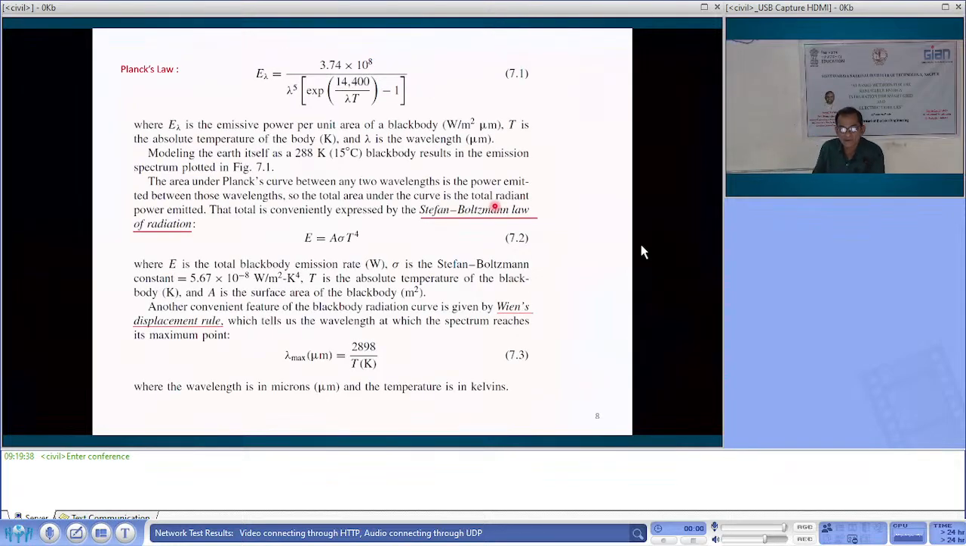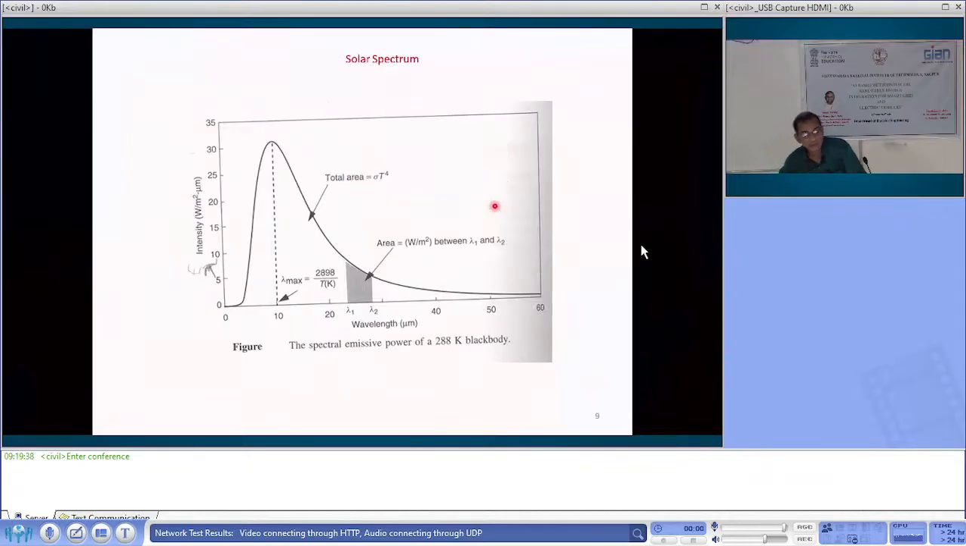These are the three important laws. Planck's law gives the emissive power per unit area of a black body. They consider the sun as one black body and the earth as another black body. A black body is a perfect emitter and perfect receiver; that is the analogy used. Then the Stefan-Boltzmann law of radiation, where E depends on area, sigma, the Stefan-Boltzmann constant, and temperature of the black body in Kelvin. Third is Wien's displacement law, indicating lambda max in micrometer or micron equals 2898 divided by temperature in Kelvin. With this we start our content, so that they are known and such a spectrum is available.